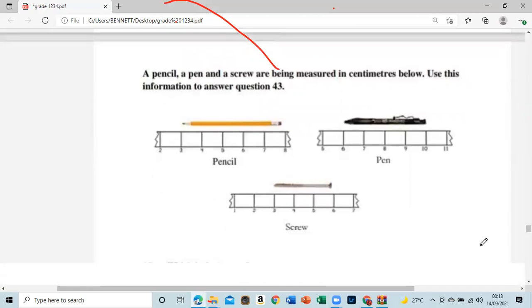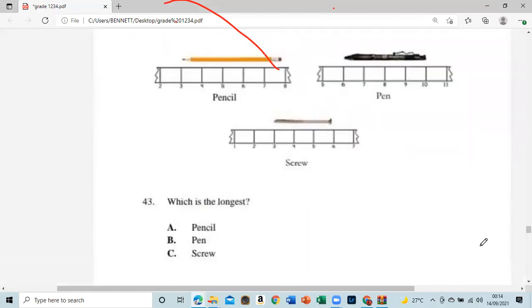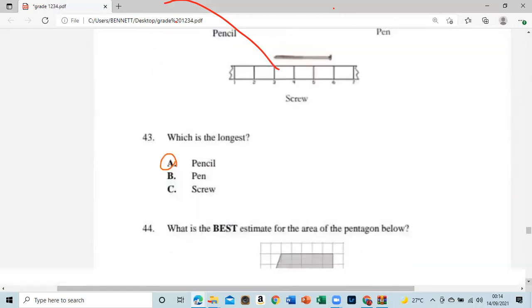A pencil, a pen, and a screw are being measured in centimeters below. Use the information to answer question 43. Look at it carefully. Which is the longest? Definitely the pen, isn't it? It has the same measurement. So the pen is the longest. Let's move on to 44.